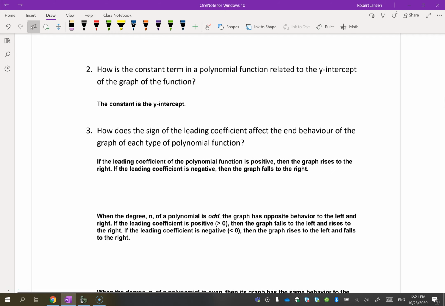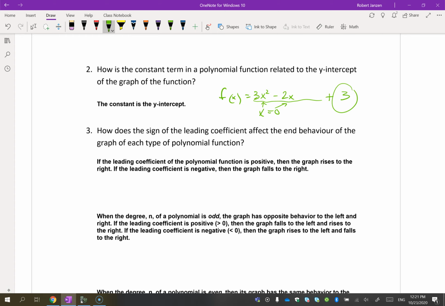Okay. How is the constant term in a polynomial function related to the y-intercept? If you think about the graphs we've done, and we've had a whole bunch of stuff here, and then it's been plus, let's say 3. So we have 3x squared minus 2x plus 3, I'm making this up. If we make x equals 0 in these spots, then that turns out to be the constant. So the y-intercept is the constant when x is 0.